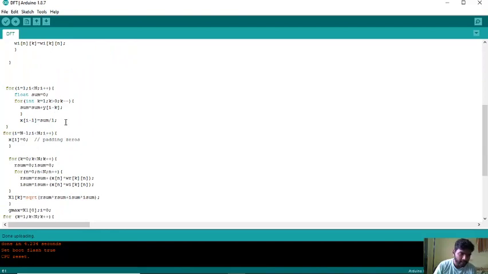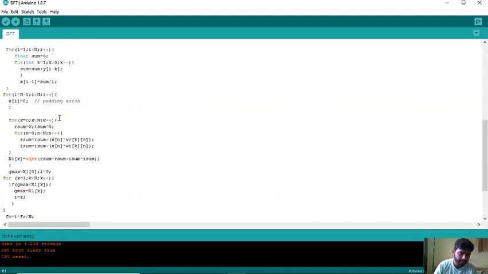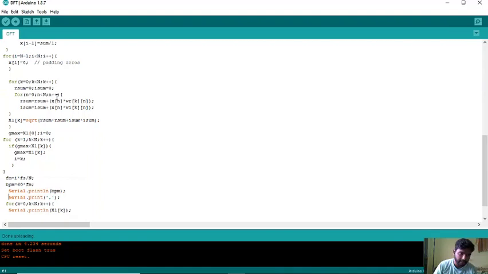Then we are finding the moving average of the given signal. X of i is the moving average filter output, and then we are finding the multiplication. We are multiplying x of n with the real part of W and the imaginary part of W, and then we are finding the magnitude, that is square root of r sum into r sum plus i sum into i sum.